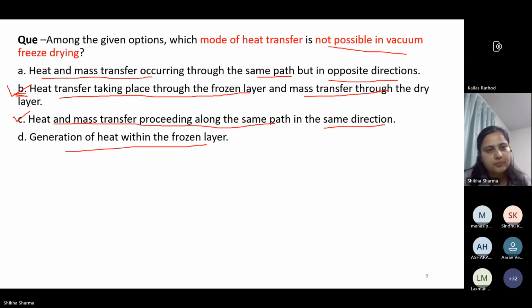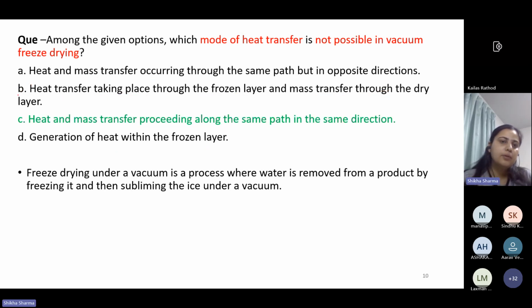The people who are saying B, can you please help us understand why you are saying option B is correct? Anyone? But option C is correct actually. That heat and mass transfer proceeding along the same path in the same direction is wrong. It's not possible.